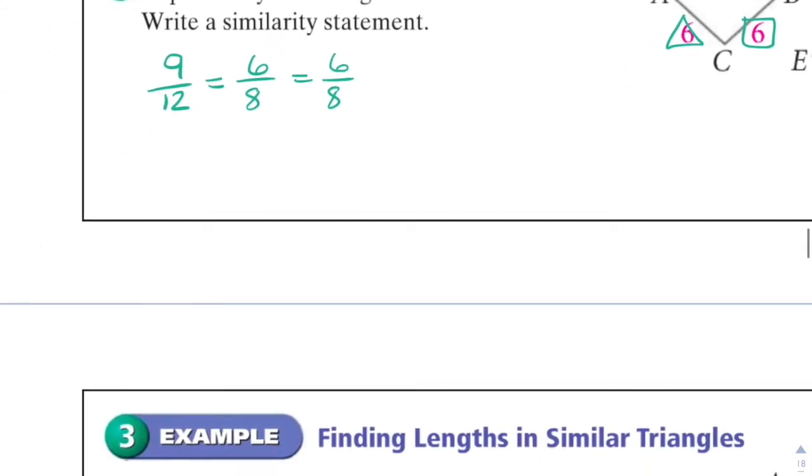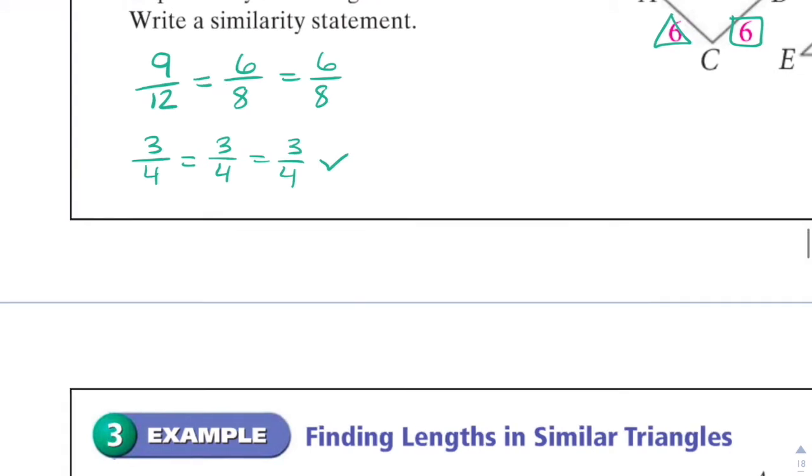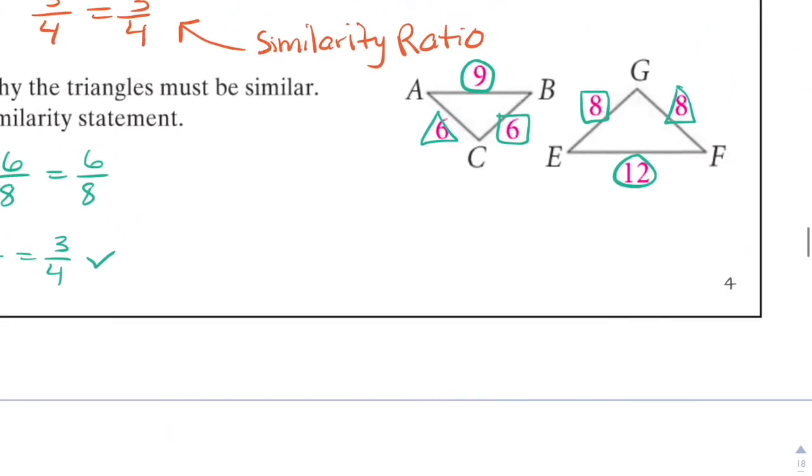It looks like if I divide both these by 3, I have 3/4. Divide both these by 2, I have 3/4. Divide both these by 2, I have 3/4. And yeah, that's proportional. Now we just need to write our statement.